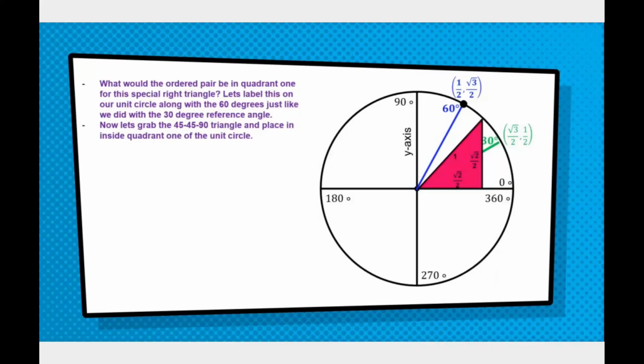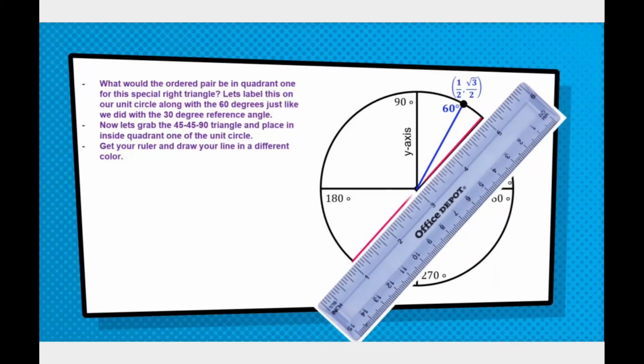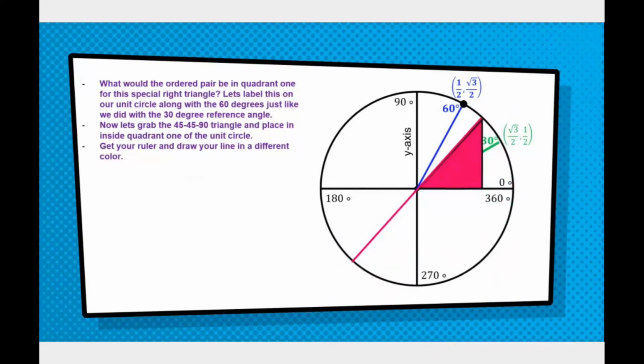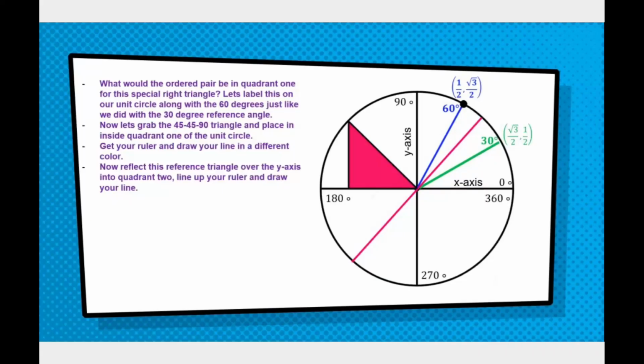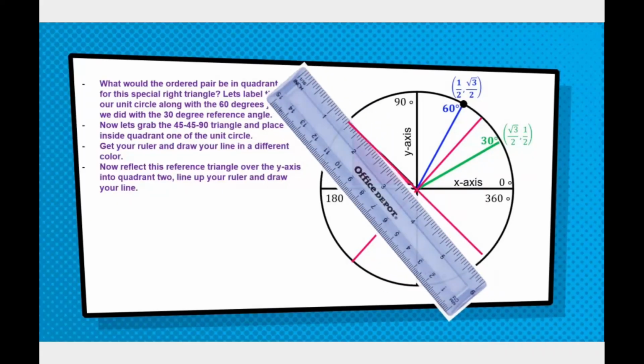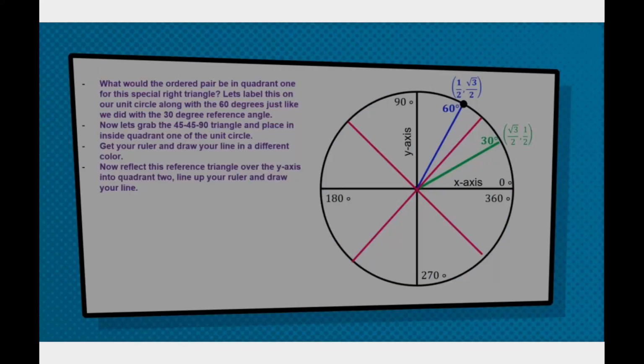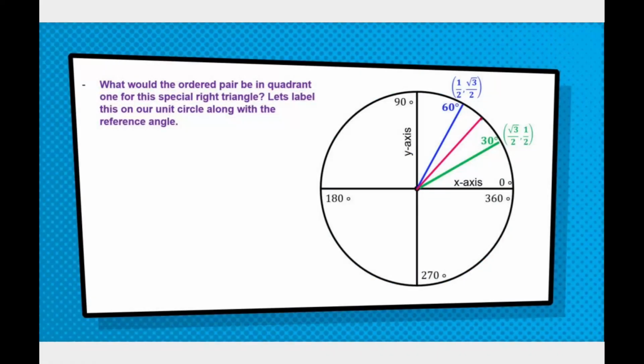And now lastly, we're going to grab the 45, 45, 90, which looks like this, and we're going to do the exact same thing. Draw our line, flip it over the x-axis, y-axis, draw our second line, and now let's write our ordered pairs and our angle measurement. So our ordered pair there is square roots of 2 over 2 and square roots of 2 over 2.